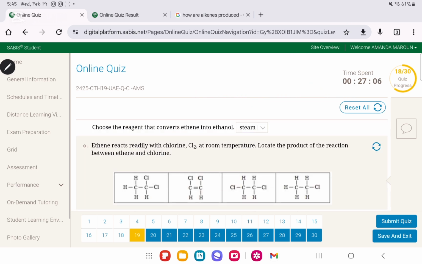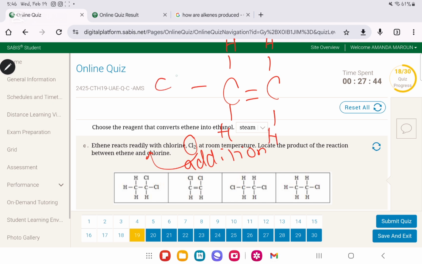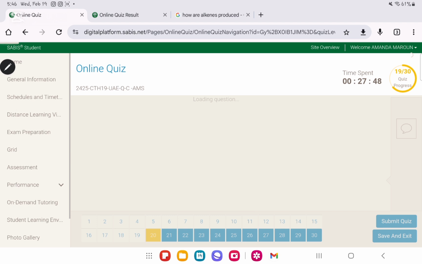Now, ethene reacts readily with chlorine, Cl2, at room temperature. Locate the product of the reaction between ethene and chlorine. Now remember, it's an alkene, so it undergoes addition. So with the Cl2, it's going to do addition. So if it was C2 with a double bond like this, H, H, H, and H, and then you add Cl2, you're going to have Cl here and Cl here. So definitely this is going to be our structure.